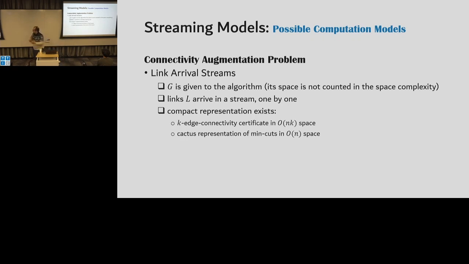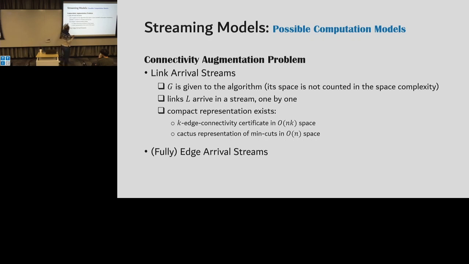Just some justification for why it's okay to assume that we have the k minus 1 edge connected graph: it doesn't really need that much space. For instance, if you just look at the k edge connectivity certificate, then you need only order of nk space to store such a graph. And if you're more careful and do some pre-processing, you can also store the information that you need from k minus 1 edge connected using a cactus representation, which basically represents all min cuts using order of n space. So it's a reasonable assumption.